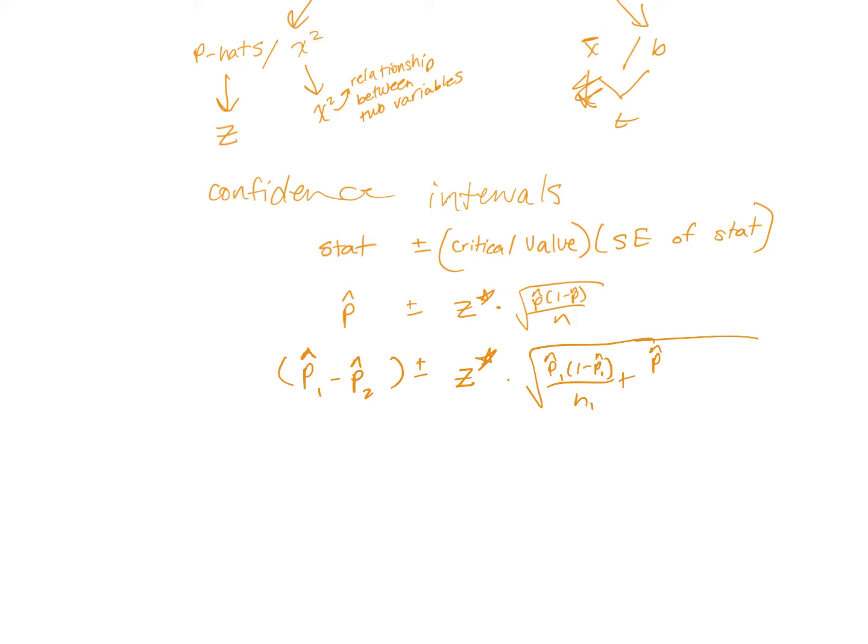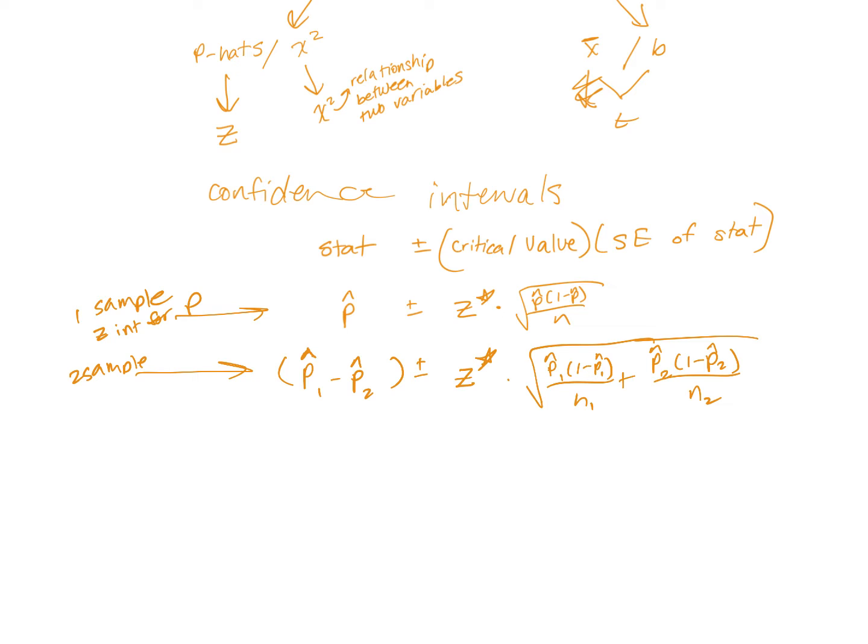However, guess where you can find this? On your formula sheet. So your formula sheet doesn't give you each of these individually. It gives you the structure, but that doesn't mean you couldn't use it to get there. This is a 1 sample Z interval. This is a 2 sample Z interval. This one is a 1 sample Z interval for P. This is a 2 sample Z interval.